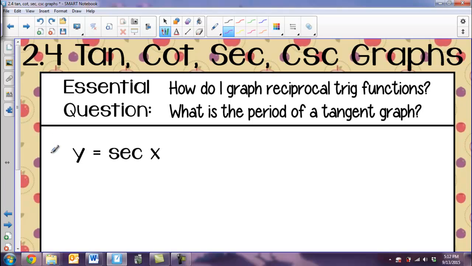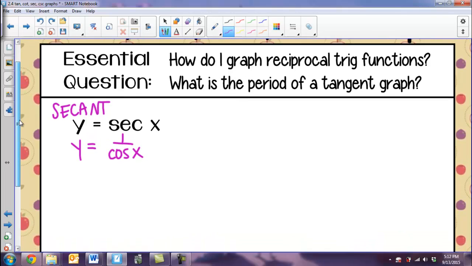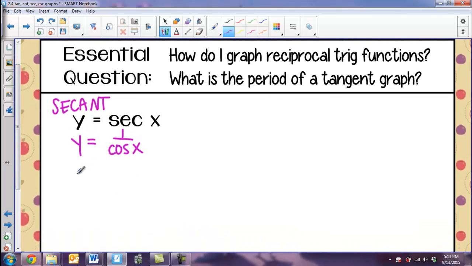Okay, so right here, this is secant. And we just talked about secant is going to go with cosine. So it's 1 over the cosine of x. So if I know those critical values for cosine, I can go ahead and graph secant. There's two ways you can do this. The first way is you can go ahead and use your XY chart, and you can graph those points when they come up. So I'm going to go ahead and do this in degrees.